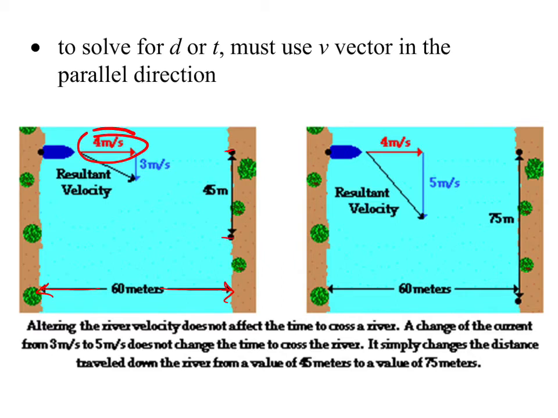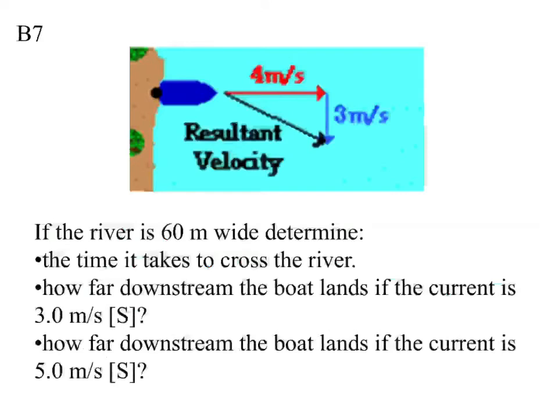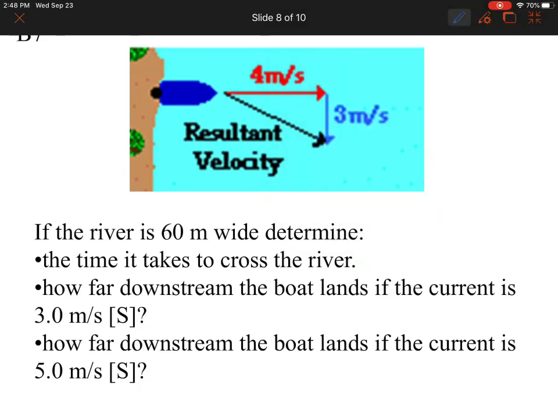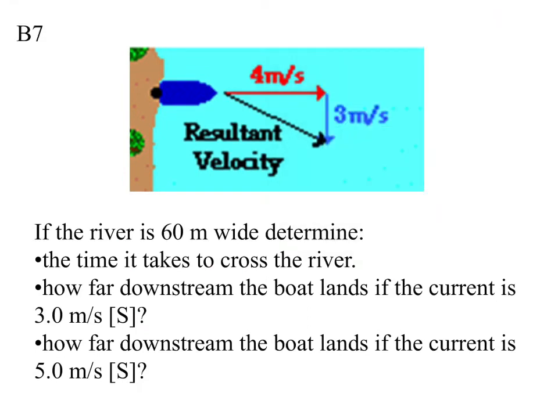If I want to figure out how far downstream they landed, that's a vertical direction, so I need to use the vertical velocity. So always make sure you use the thing in the parallel direction if we want to solve for distance or time. So for example, a river is 60 meters wide. We would like to determine the time it takes to cross the river. Okay, so it's 60 meters wide, and we have the horizontal velocity. So I'm going to use all my stuff in the x direction, because I have the velocity and I have the distance. So I'm going to find time that way.